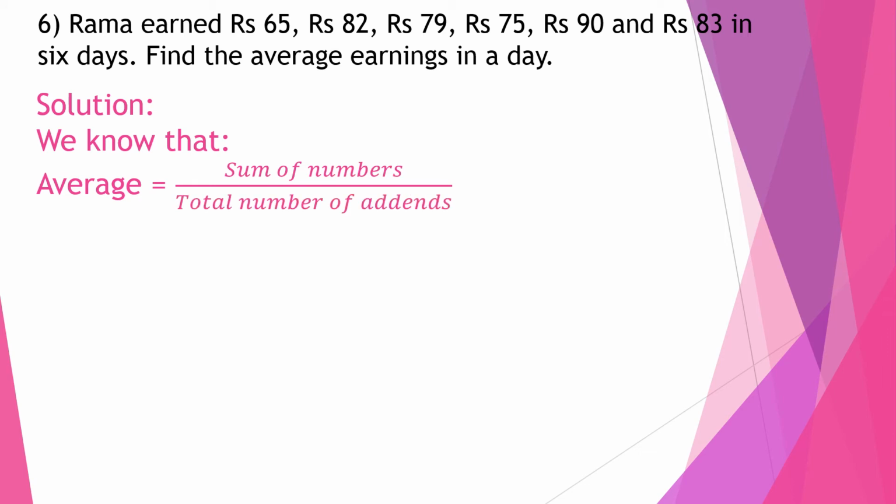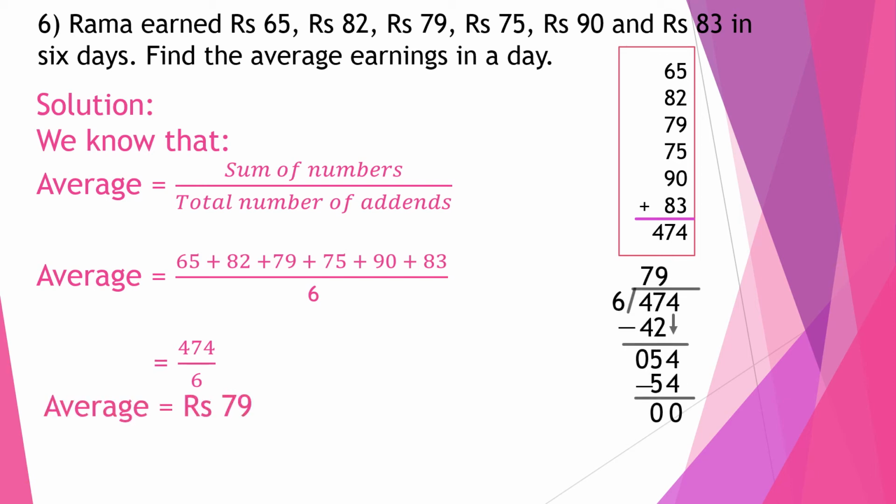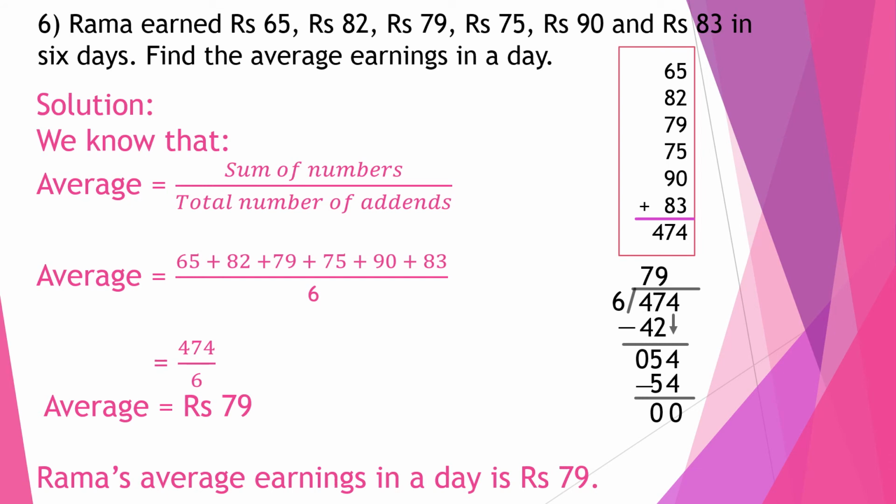First, write the sum of all amount earned by Rama, which is 65 plus 82 plus 79 plus 75 plus 90 plus 83, and divide by the total number of days, which is 6. Now find the sum, which is 474, and divide by 6. If we divide 474 by 6, we get rupees 79 as average. So Rama's average earnings in a day is rupees 79.